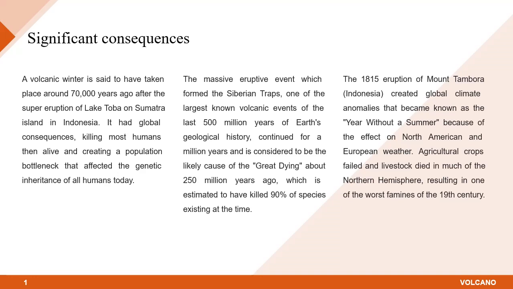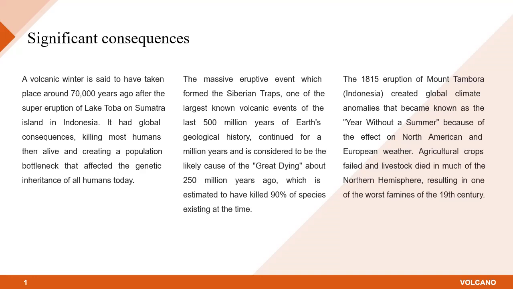Volcanoes have had some significant consequences on human history. A volcanic winter is said to have taken place around 70,000 years ago after the super eruption of Lake Toba on Sumatra Island in Indonesia. It had global consequences, killing more humans than alive and creating a population bottleneck that affected the genetic inheritance of all humans today.